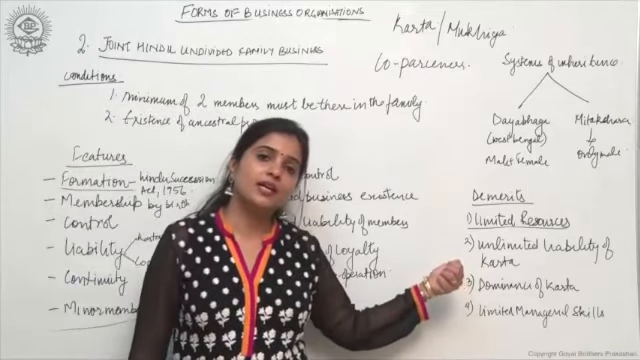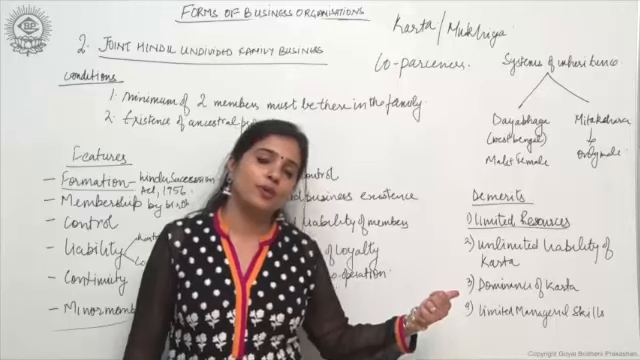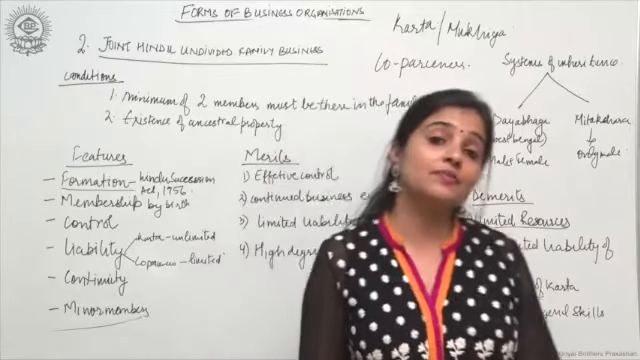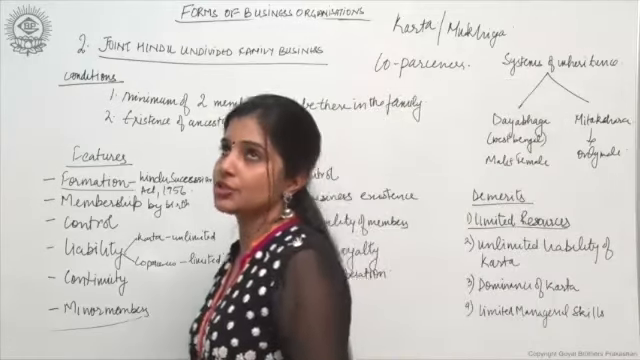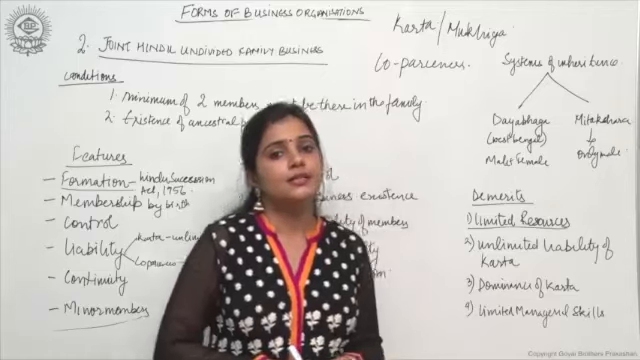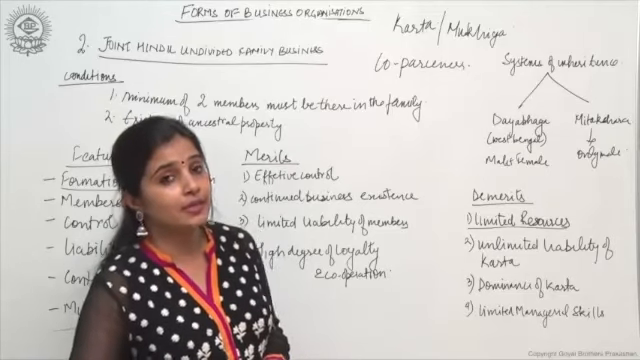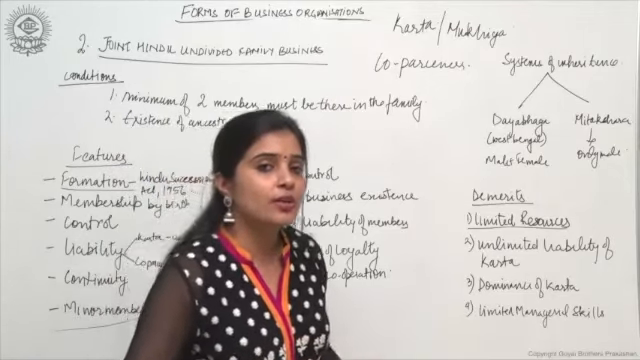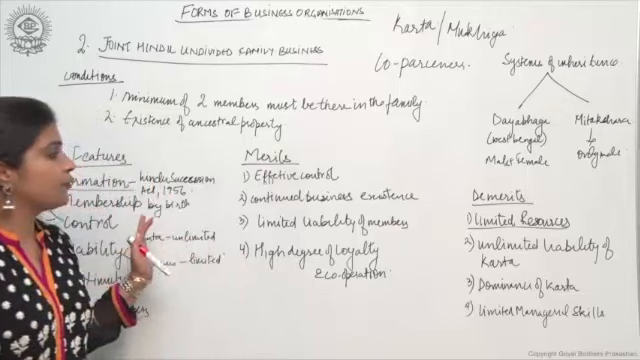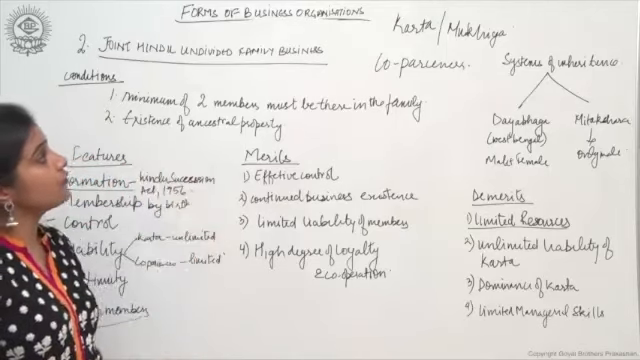Unlimited liability of karta. Karta's liability is going to remain unlimited. Even his personal assets are going to be utilized for paying off the business liabilities. Then comes dominance of karta. Many a time it so happens, because the karta takes all the decisions and the co-partners, whether they like it or not, have to abide by them, that this may lead to conflict. They may feel that they are being dominated by the karta. Although they are a part of the family, they don't have much of a say in the business. Clear? So I hope the features, merits and demerits are pretty clear for joint Hindu family business.